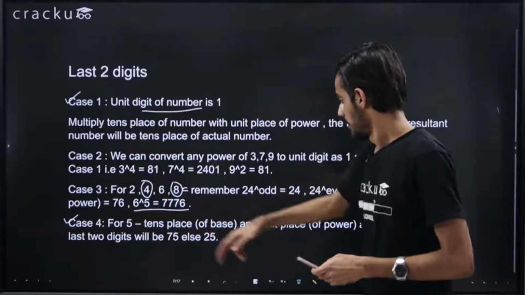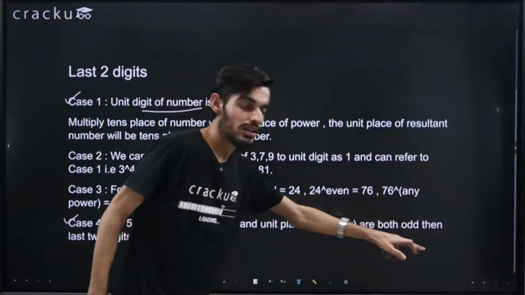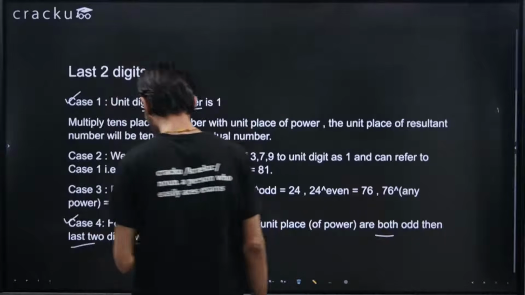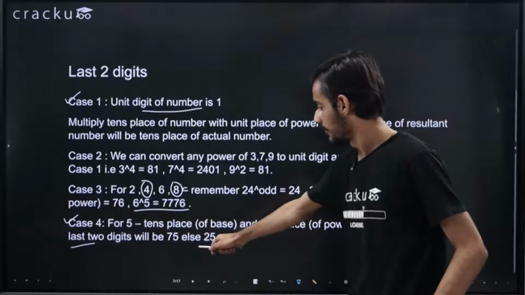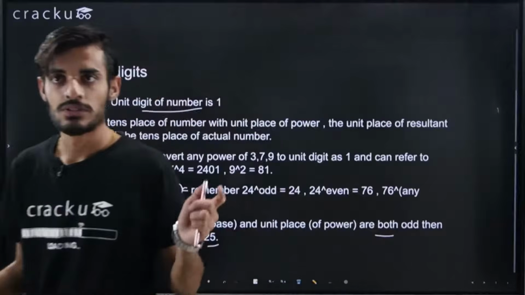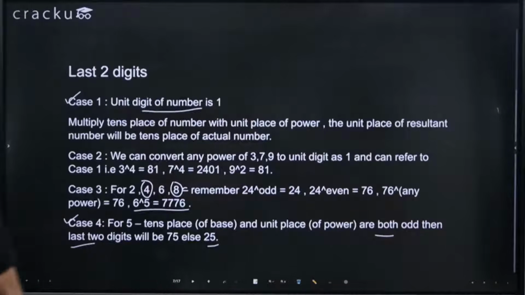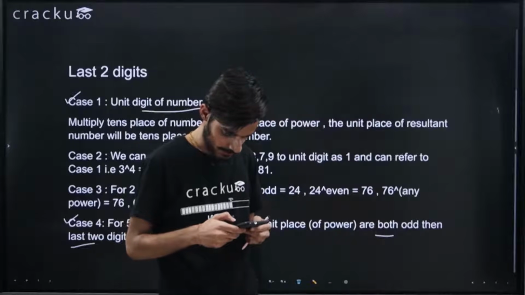Okay. So the tens place of base and the unit place of power, if both are odd, then the last two digits will be 75. Otherwise, for all the three cases, it will be 25. So this was case 5. I think this should be clear. If you want to ask any doubts, you can just put it in the chat box.